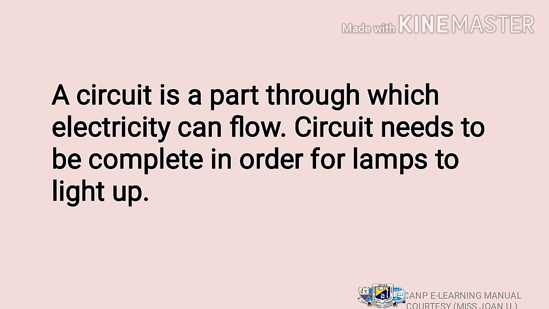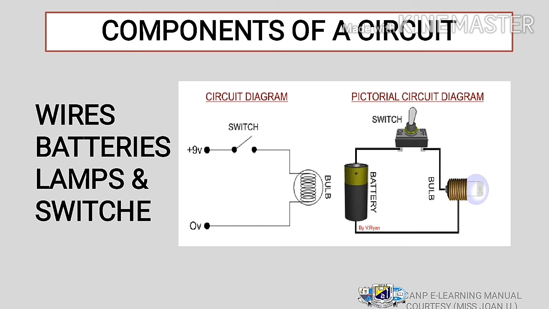In your home you have wires, you have lamps, you have switch, but you don't have battery. Why do some persons have batteries? Those that have inverter have battery. Am I right? Yes. So that is an example of a circuit. Okay, and these are the components of a circuit. We have the wires, the batteries, lamps, and then we have a switch.